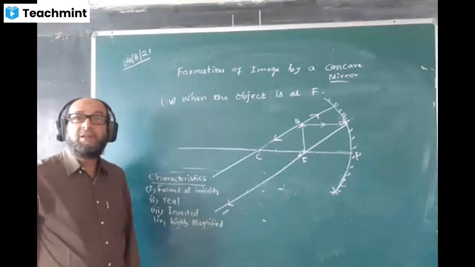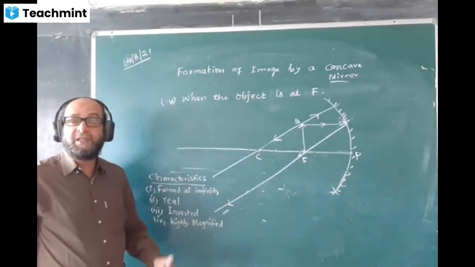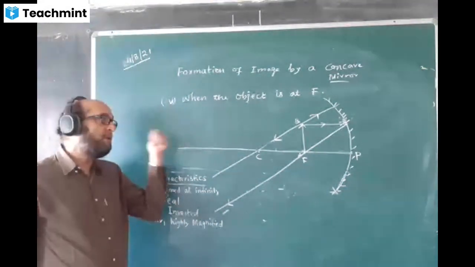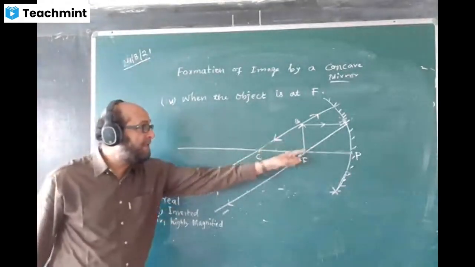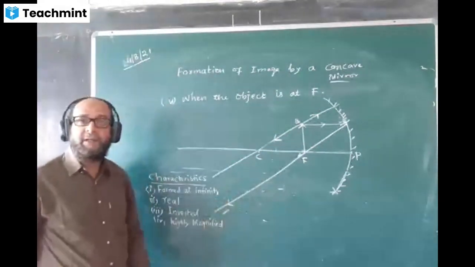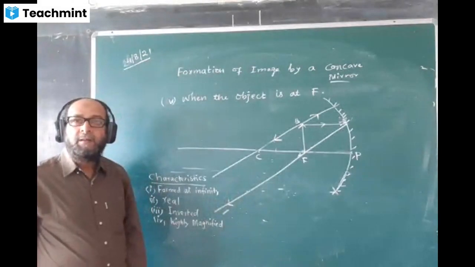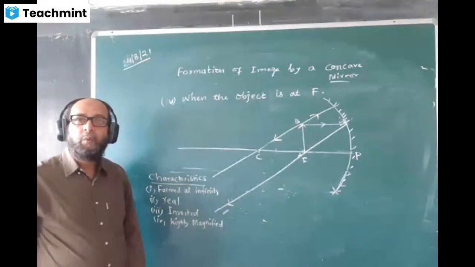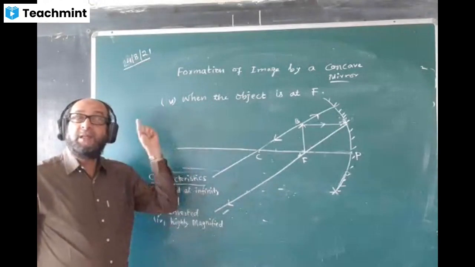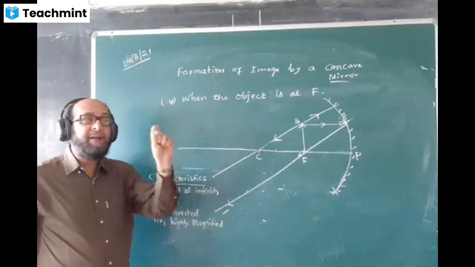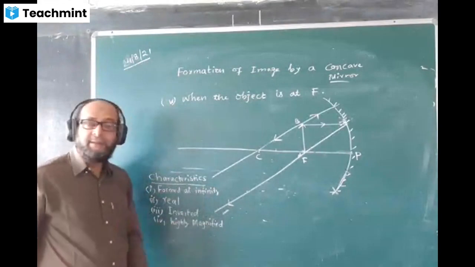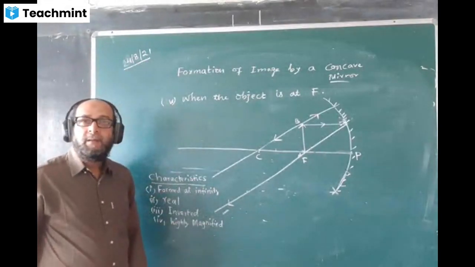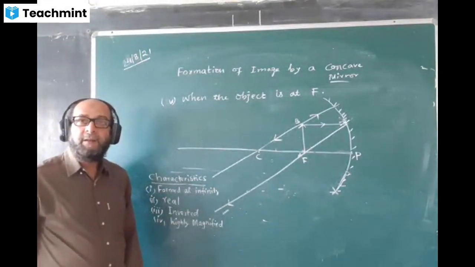Okay. Reverse is always true. When the object was at infinity, the image was at F. But now the object is at F, the image is at infinity. When the object is at infinity, the image is at F and highly diminished. But now the image is highly magnified, very big.